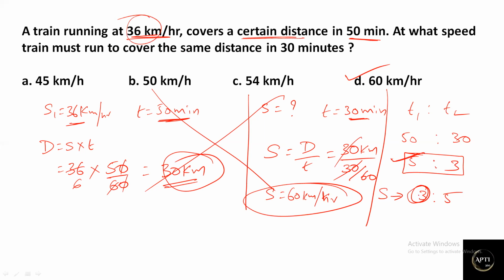So three parts is 36 kilometer per hour. If three parts is 36 kilometer per hour, one part is 12 kilometer per hour. Yes or no? If one part is 12 kilometer per hour, five parts is 5 into 12. What is 5 into 12? 60 kilometer per hour. That's it. So the answer is 60, just by observing ratios.